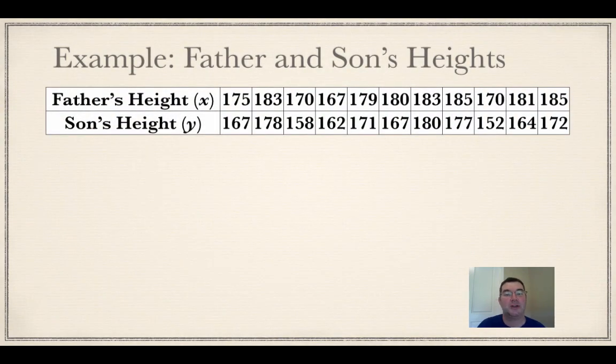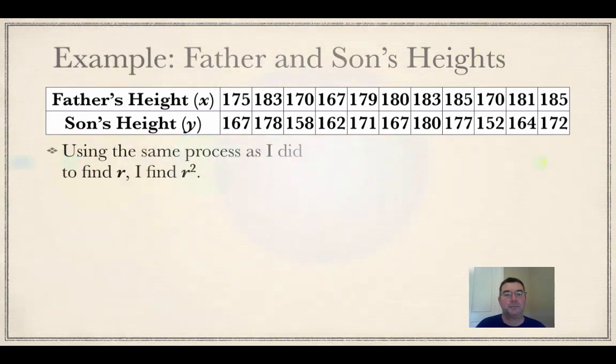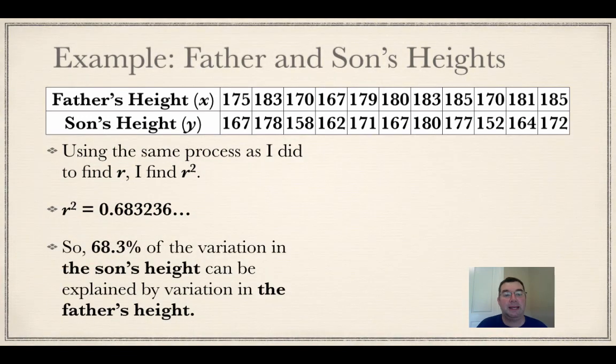So there's a father's height and a son's height over time. And so using the same process, I plug it into the calculator, I do a scatter plot, I do a linear regression, and I get that R squared is 0.683236. Now, what does that mean? It means that 68.3% of the variation in the son's height can be explained by the variation in the father's height. So just get used to that terminology just in case you're asked a question about this.